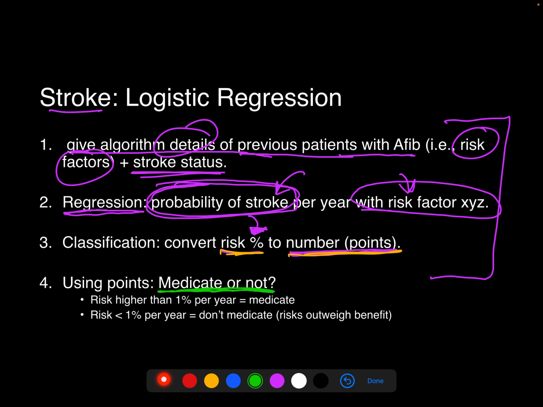Most guidelines currently are at, if the risk is higher than 1% per year, then medicate, because the benefits outweigh the risks of bleeding. But if the risk of stroke is less than 1% per year, don't medicate, because in this case, the risk of bleeding would outweigh the benefit of preventing stroke.